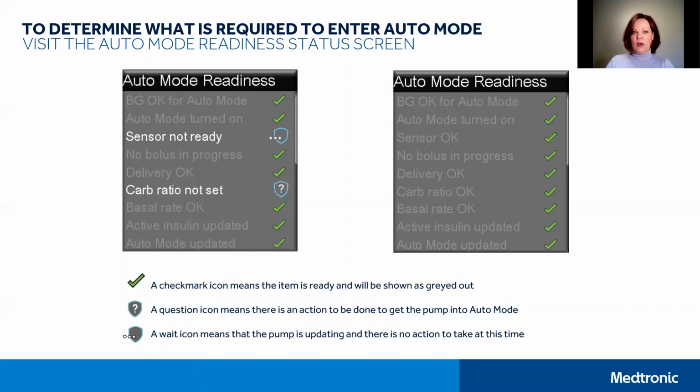The readiness screen on the right shows that these items, along with all the other criteria, have been met. So you'll see all the green check mark icons, and then that means that auto mode is now ready. For additional help with the auto mode readiness screen, there is a table in the back of your auto mode getting started guide for MiniMed 670G that provides details for each of the action items on the auto mode readiness status screen.